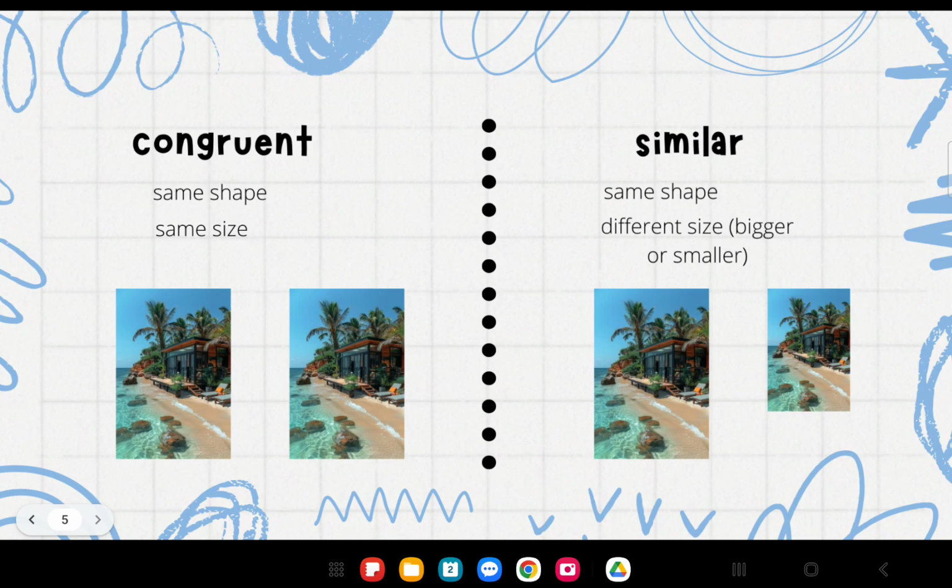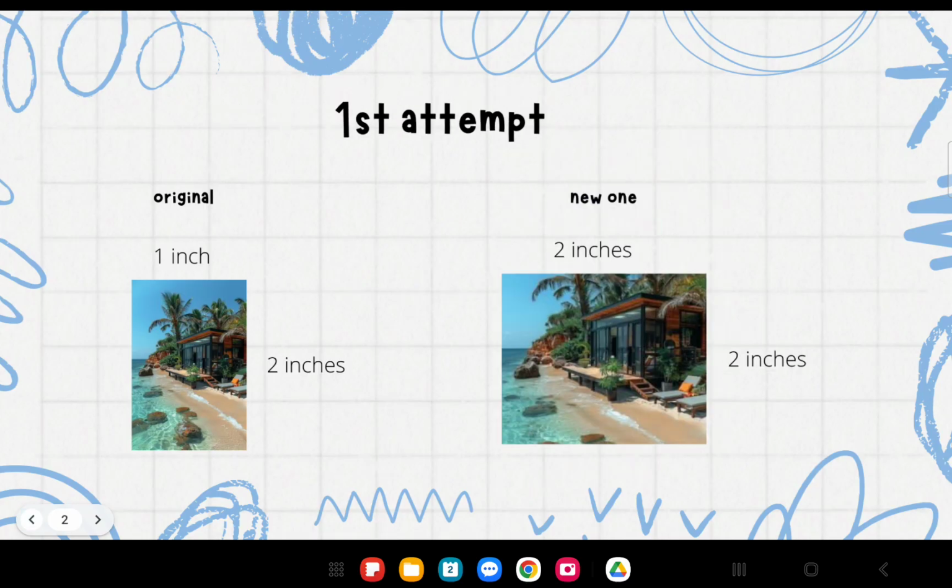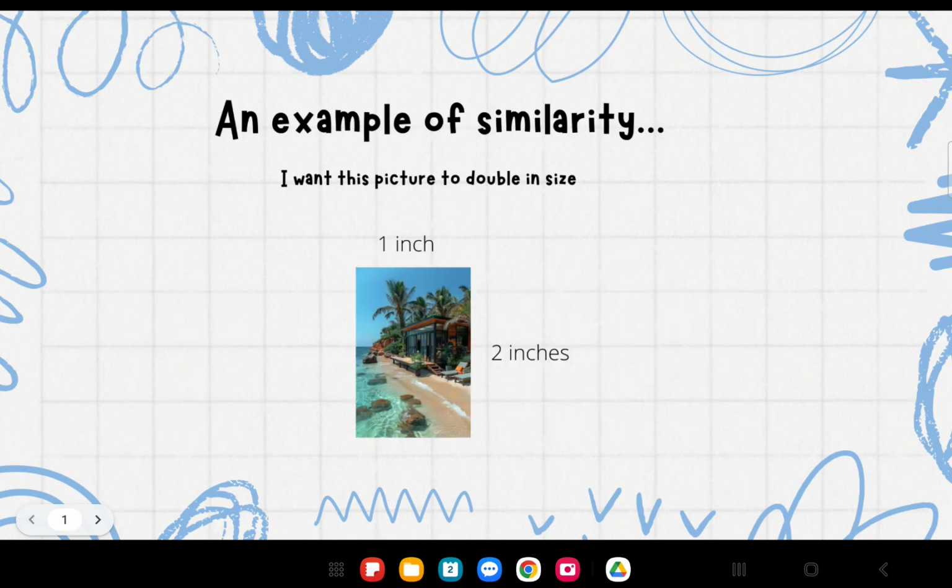Congruency is when, we did this last unit with triangles, it's the same shape and the same size. With similarity, it's the same shape, or in this example here, it's a picture, but it's a different size. It's bigger or smaller. And I just have to make sure when I ask them to double it or make it bigger, 2 times as big, that you have to multiply both sides, both length and width, both dimensions, and make sure that they're proportional, because if they're not proportional, they're going to look all kinds of wonky.